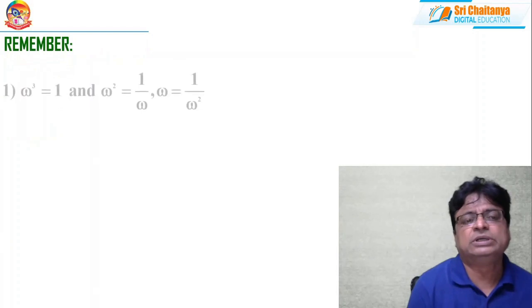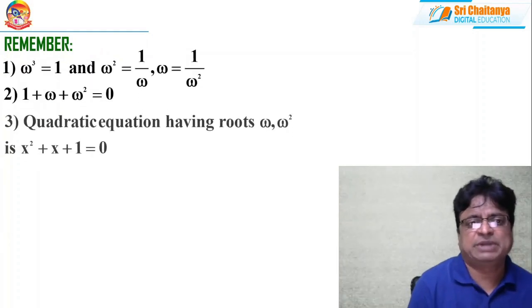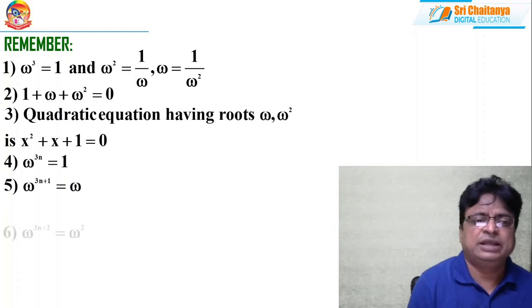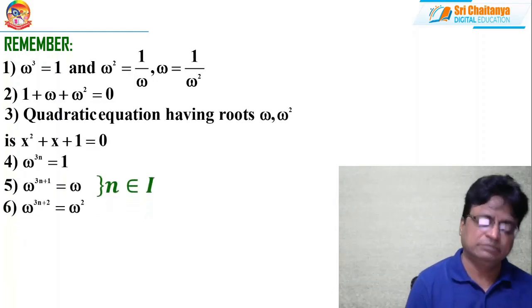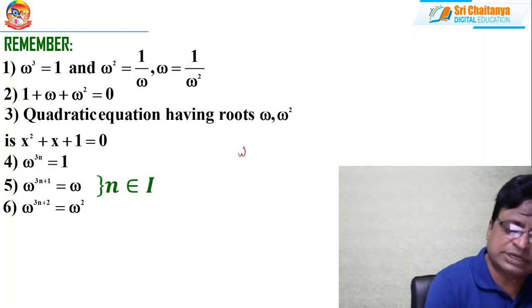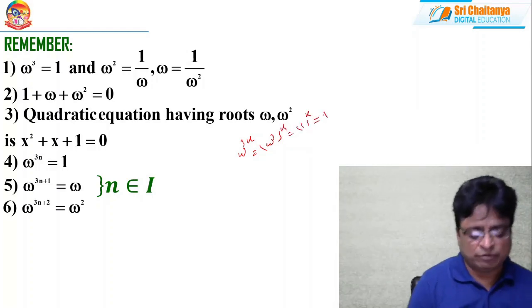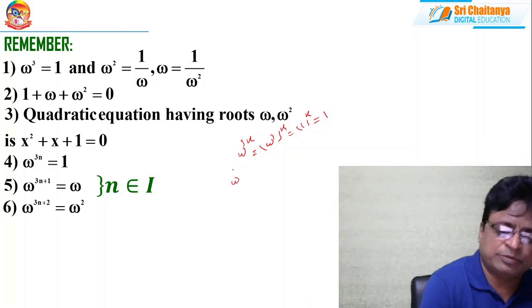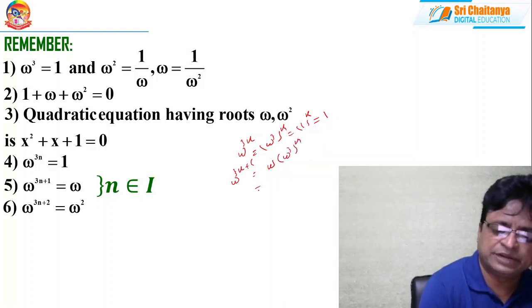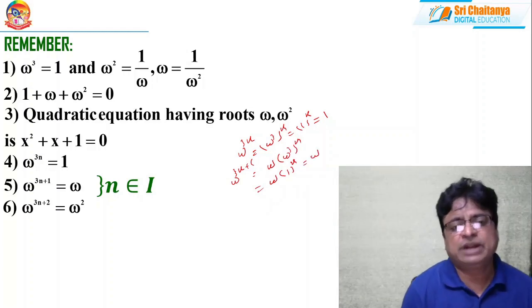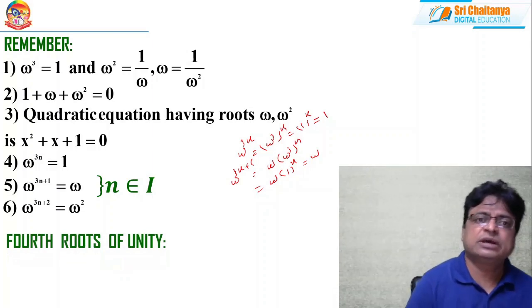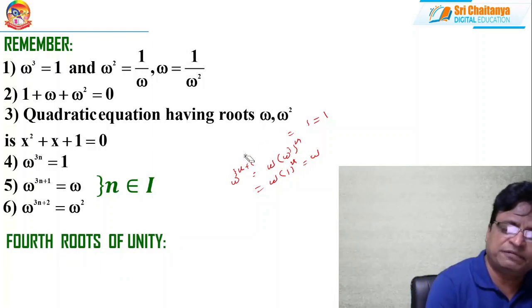Now, the properties of these cube roots of unity, just as I mentioned. And here, in the fourth, fifth, sixth properties, n is any integer. Omega power 3n means what? I can write omega cube whole power n, but omega cube is 1, so 1 power n is equal to 1. Similarly, omega power 3n plus 1, I can write as omega into omega cube whole power n, that is omega into 1 power n, which is equal to omega. Similarly, omega power 3n plus 2, where n is an integer. So these are the concepts and most important properties of cube roots of unity.